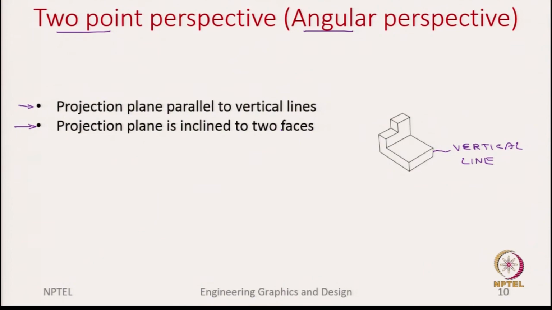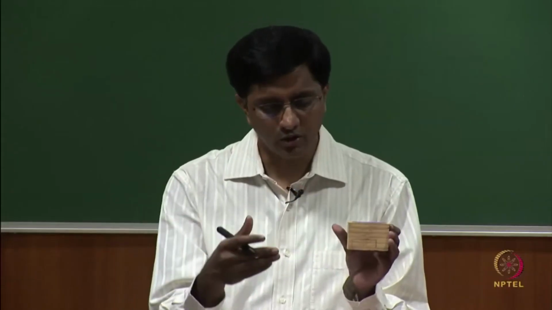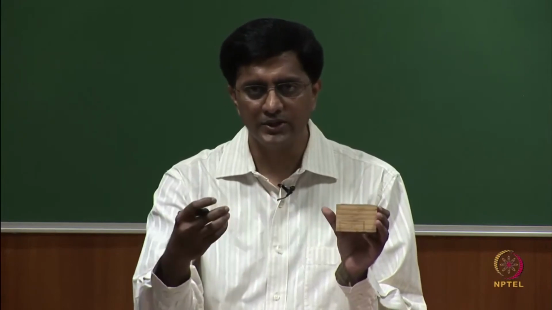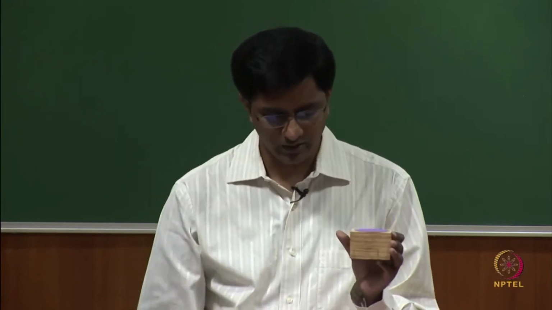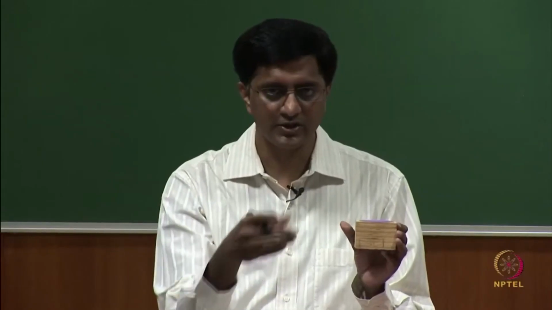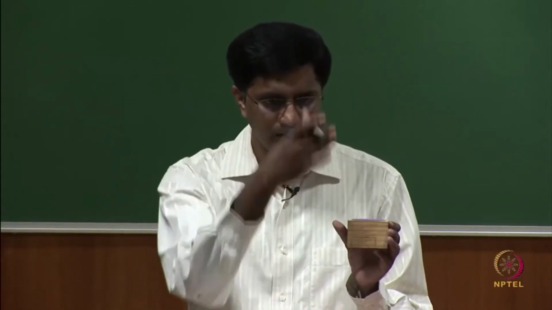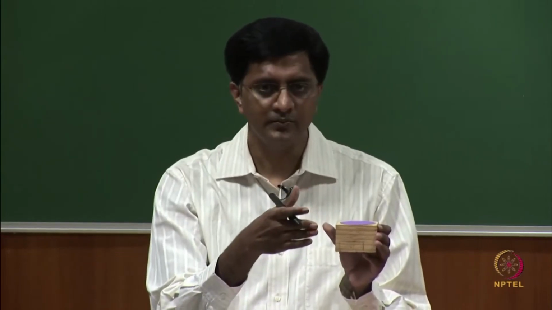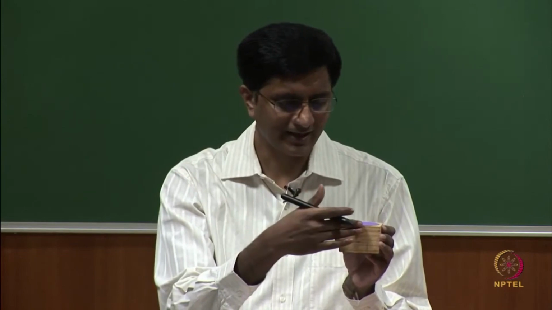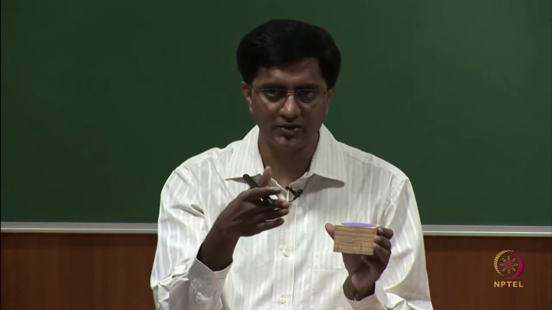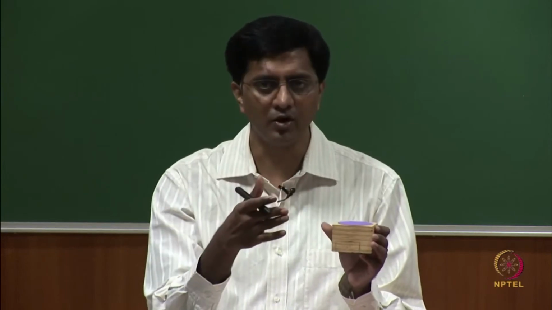The example you remember, I said you go to the corner of the building and look at both the front and the side view. This is what I meant: the projection plane will be in this direction, because the observer is here. If we have this as the projection plane for this building, then this projection plane is inclined to this front view, as well as inclined to this side view. It is neither parallel nor perpendicular.